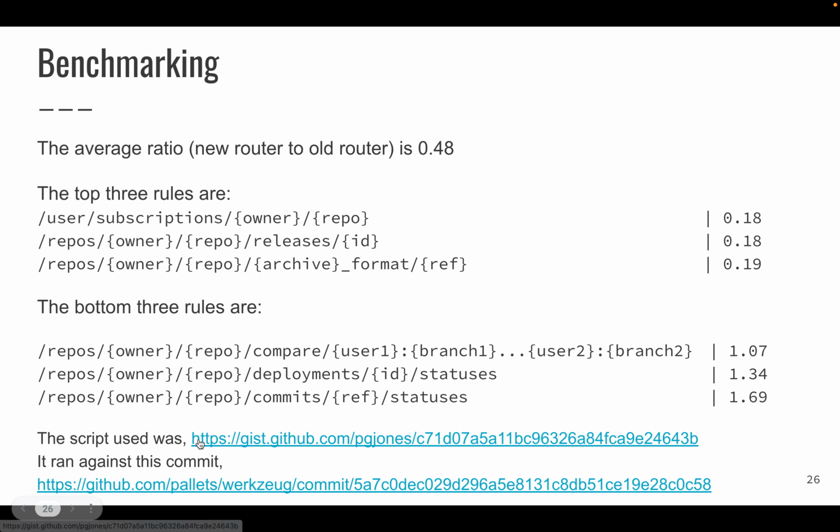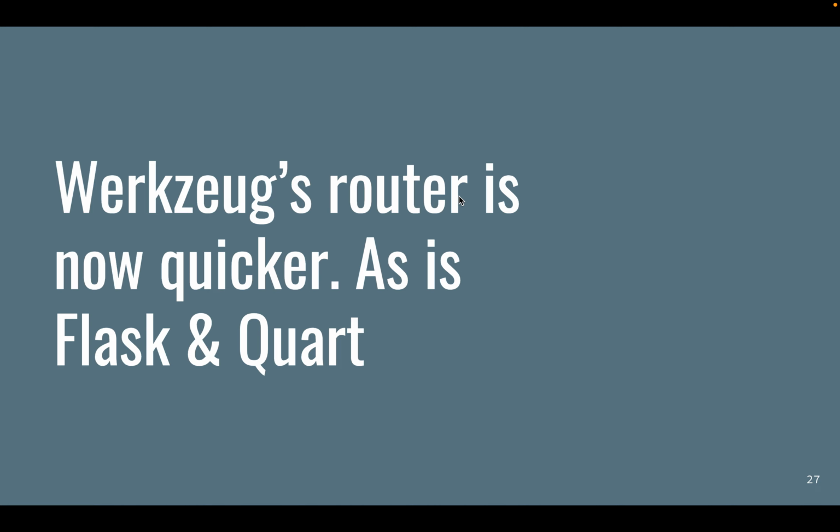So again, if you want to do this yourself, you can see the script here, and you can see the commit I tested against. But, and this is the bottom line, the new router is about twice the speed on average of the old router. So I don't think it's particularly worse, but on average it's certainly better. So I think it's fair to say that the Werkzeug router is now quicker, which means that Flask and Quart are now quicker. Now, again, you probably won't see this in any of the micro benchmarks that everyone loves to share, but you will see it in your real app, in a real production app.